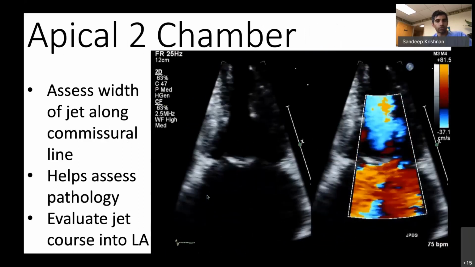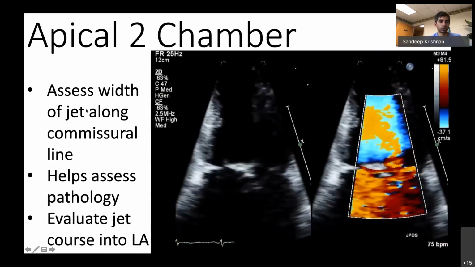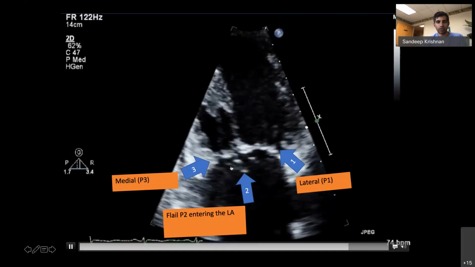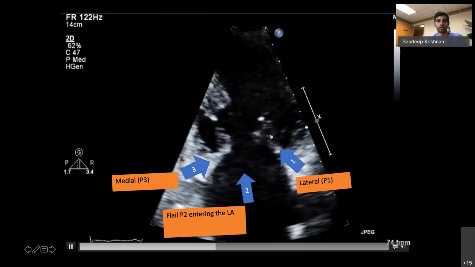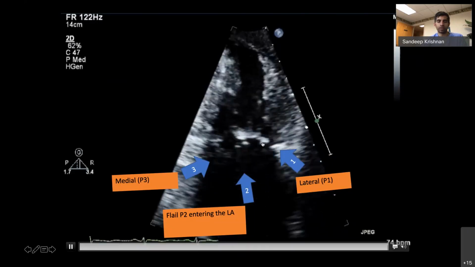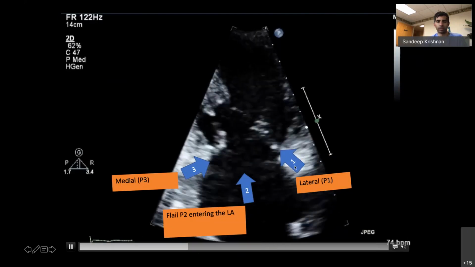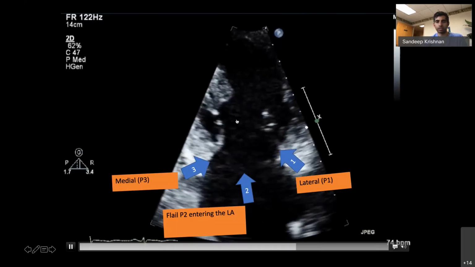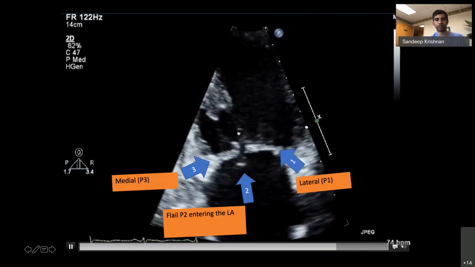So again, the 2-chamber view is helpful as well. It helps us assess the width of the jet along commissural lines and the pathology of the jet. It's very similar to what we call the bicommissural view on transesophageal echo. So you can see the medial part of P3, the lateral part of the valve, the leaflet P1, and a flail P2 entering the left atrium. It's a little bit different, of course, because you're not seeing the anterior leaflet here, which you normally see in the bicommissural view.